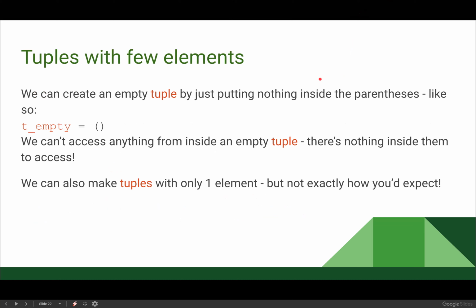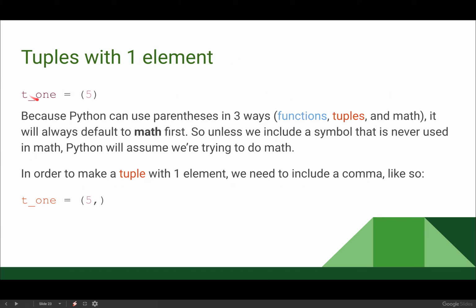We can make empty tuples by just putting nothing inside the parentheses. So if I make an empty tuple, open, close, boom, done. Clearly you can't access anything from inside of that tuple because there's nothing to access. It's possible to make a tuple with only one element, but you have to do something special. If I try to make a tuple without a comma, with just one element, this is not going to actually make a tuple. This is just going to save the integer 5 into that variable.